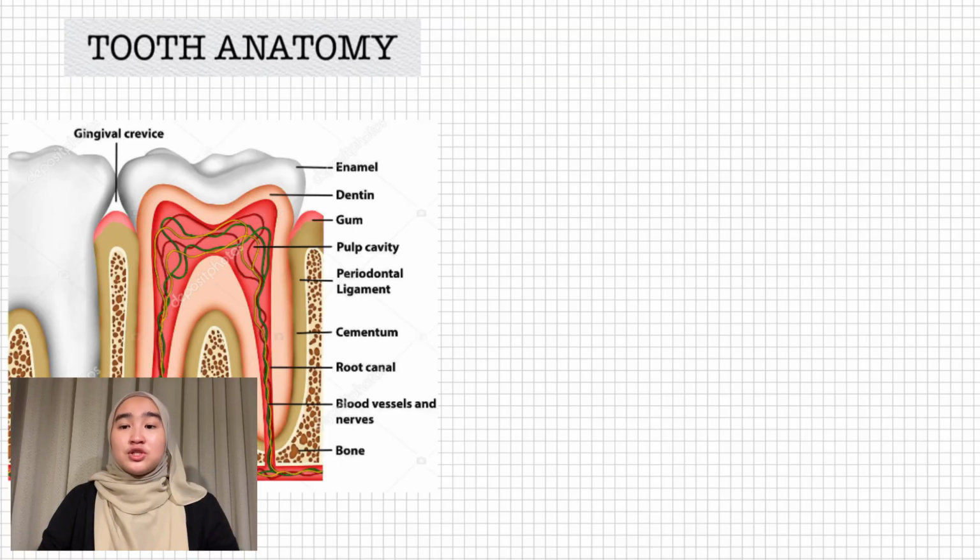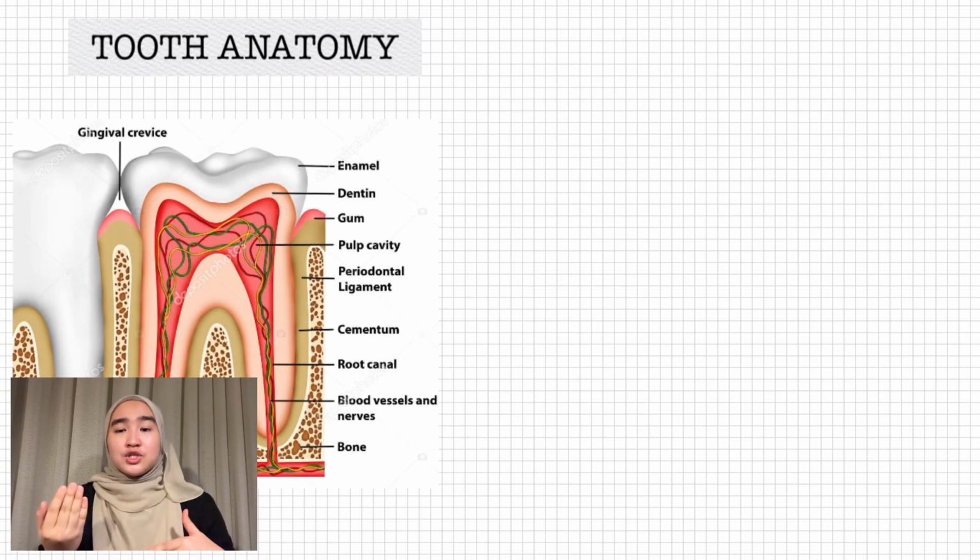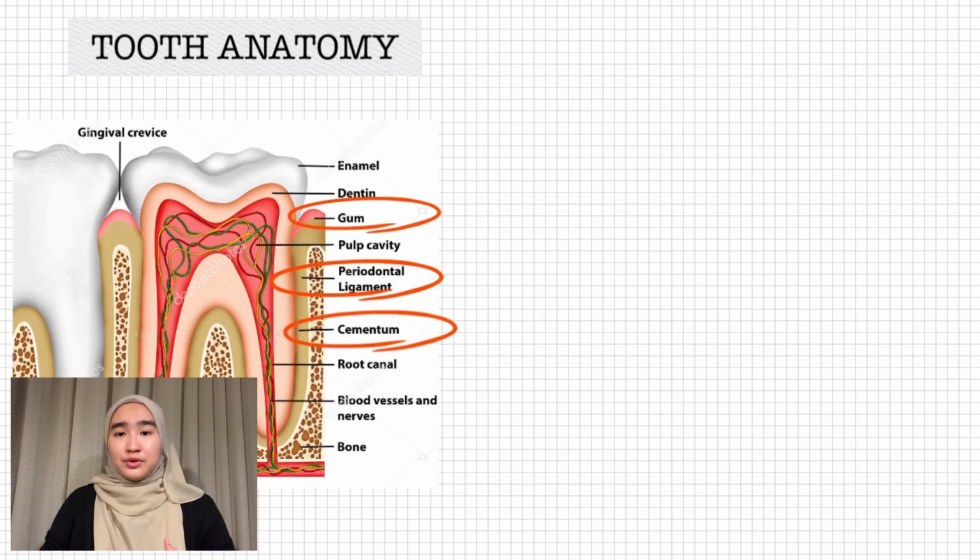First, miss, you need to know some basic tooth anatomy that might be helpful for your treatment and for your better understanding, which are gums, periodontal ligament, cementum, and alveolar bone. You might be wondering what those are.